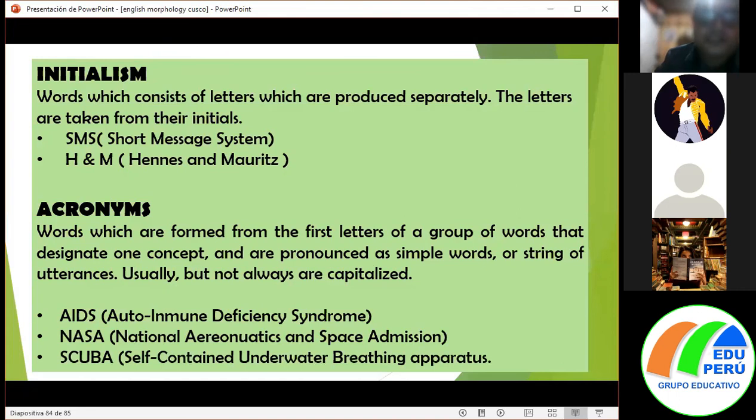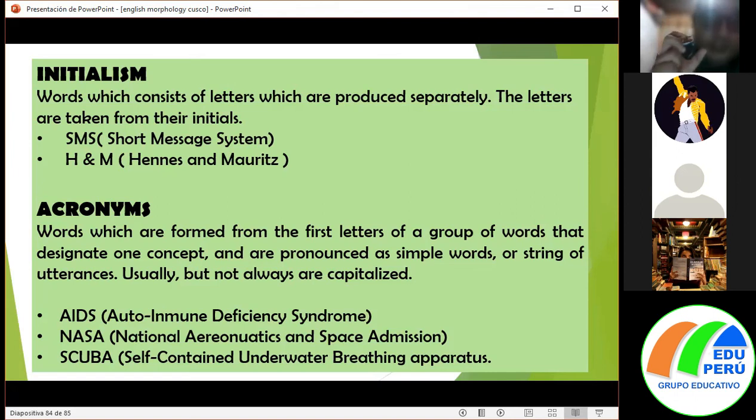Scuba, the famous sport. Scuba diving. What is scuba? Self-contained underwater breathing apparatus. This is a tank, the air tank is called scuba. Scuba diving is the sport, when you dive into the water. And this is an acronym, but you pronounce it together.